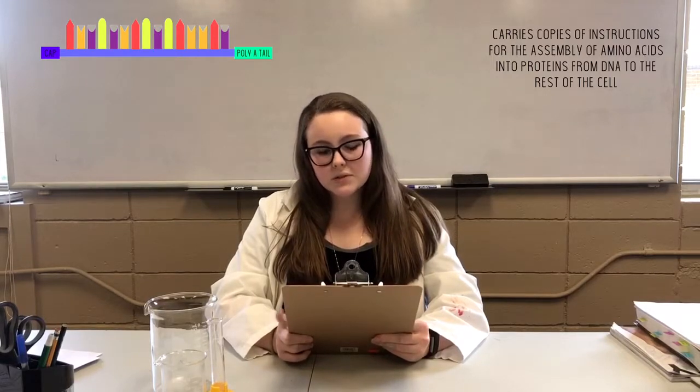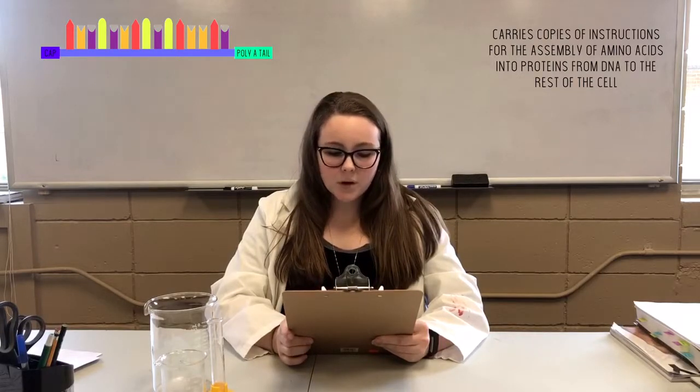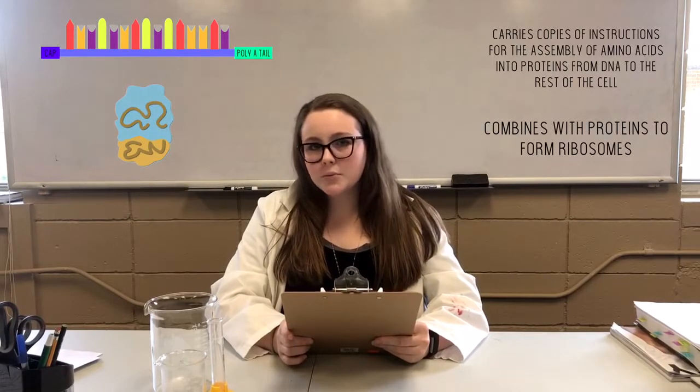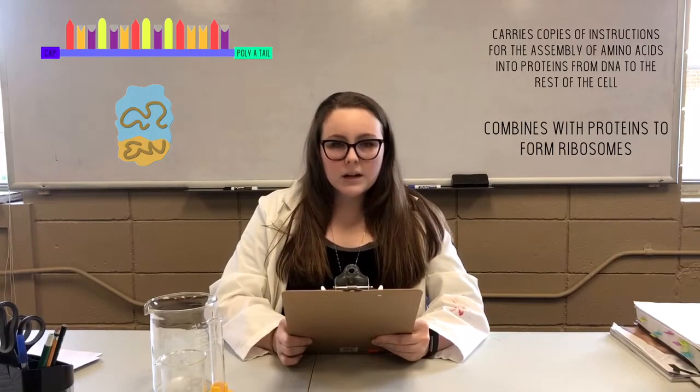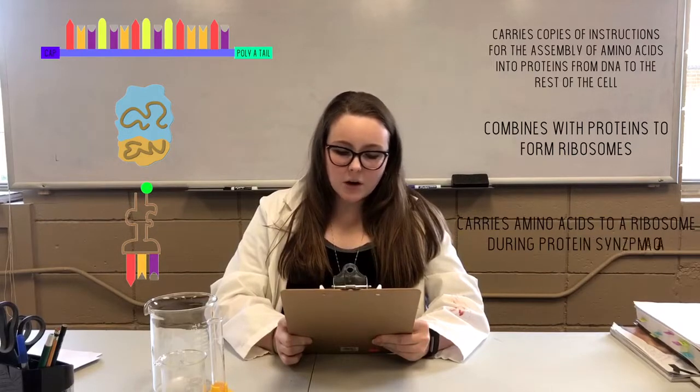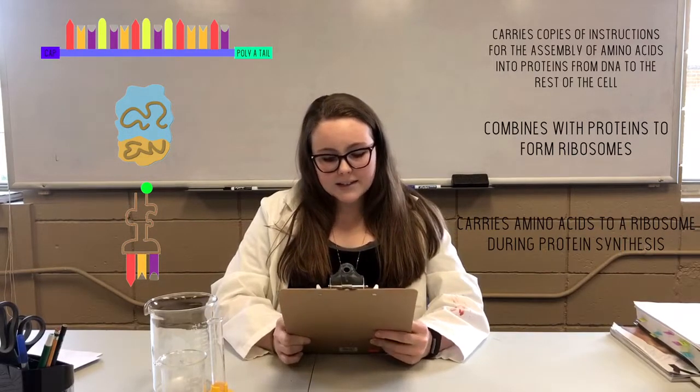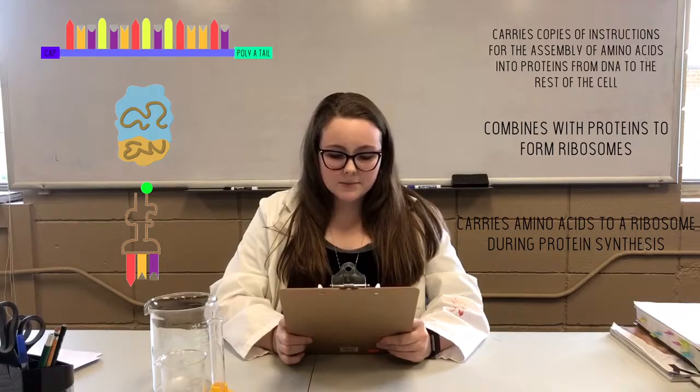RNA consists of long chains of nucleotides, and there are 3 types of RNA. These are mRNA, which stands for messenger RNA, that carries copies of instructions for the assembly of amino acids into proteins from the DNA to the rest of the cell. rRNA, which stands for ribosomal RNA, that combines with the proteins to form ribosomes. And tRNA, which stands for transfer RNA, carrying amino acids to a ribosome during the protein synthesis. These 3 subcategories of RNA are specialized to carry out specific tasks in protein synthesis.